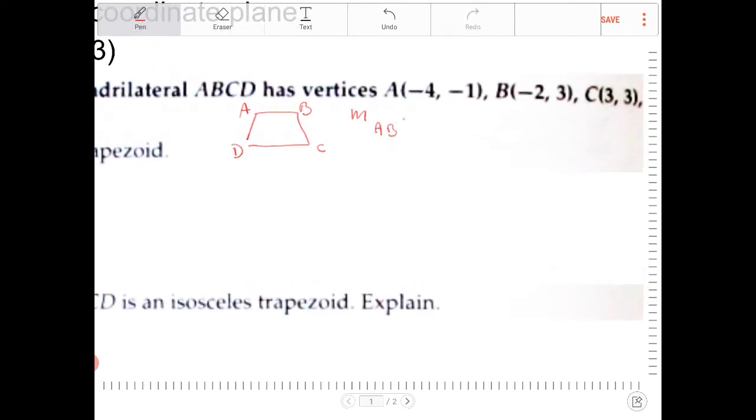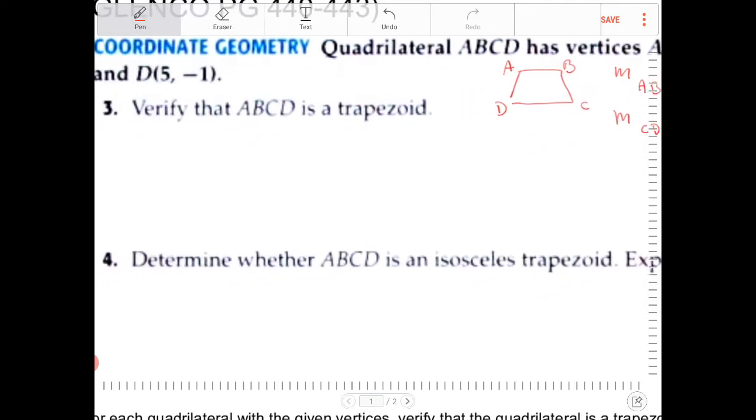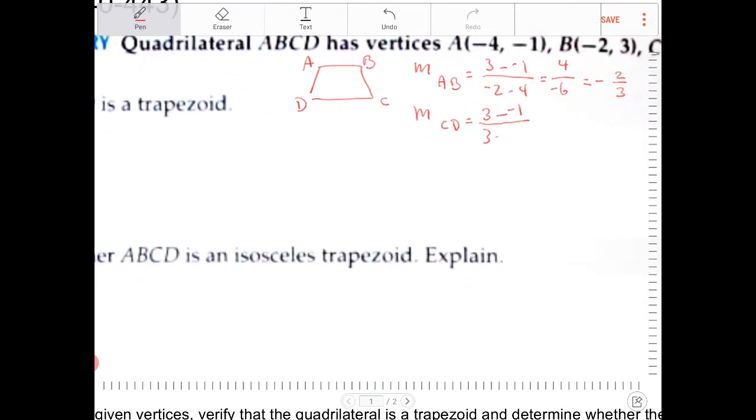The slope of AB is equal to 3 minus negative 1 all over negative 2 minus negative 4, which is equal to 4 over negative 6, and that is negative 2/3. I want to do the same thing with the slope of CD. Now, if the slope of CD is the same as the slope of AB, then I'm pretty much done. The slope of CD will be 3 minus negative 1 over 3 minus 5, and this will be 4 over negative 2, and that is negative 2. So CD does not have the same slope as AB.